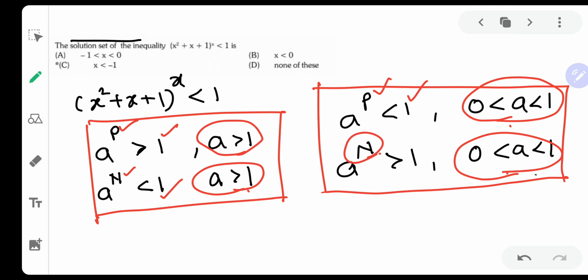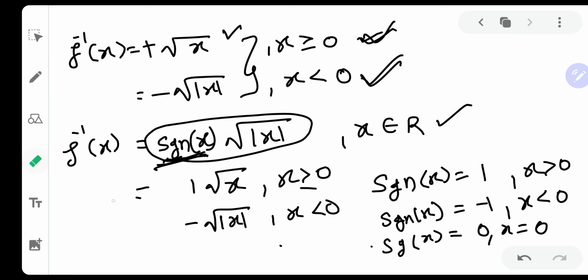Now let me analyze the question. Over here the base is x² + x + 1. So let me clear this page. x² + x + 1. Obviously you all must have done the quadratic part.